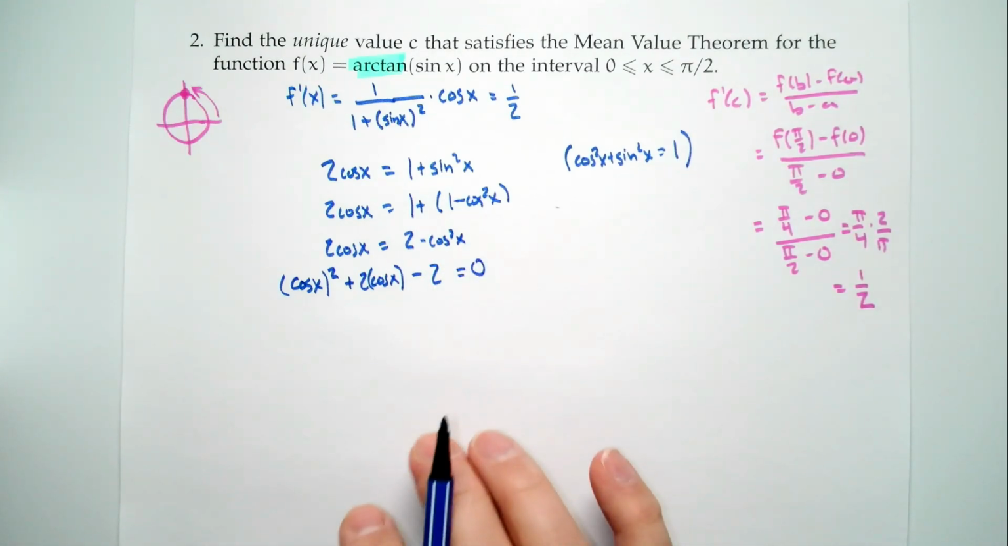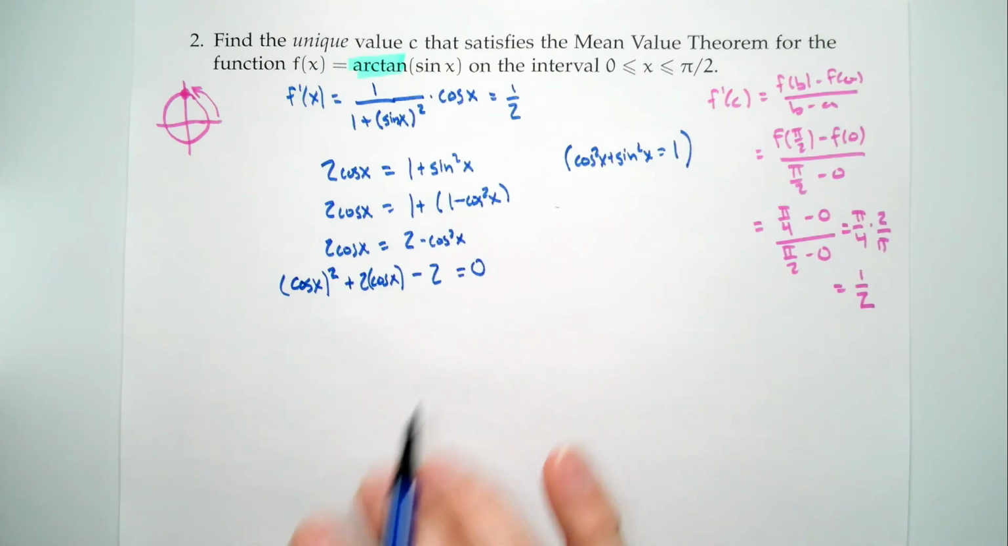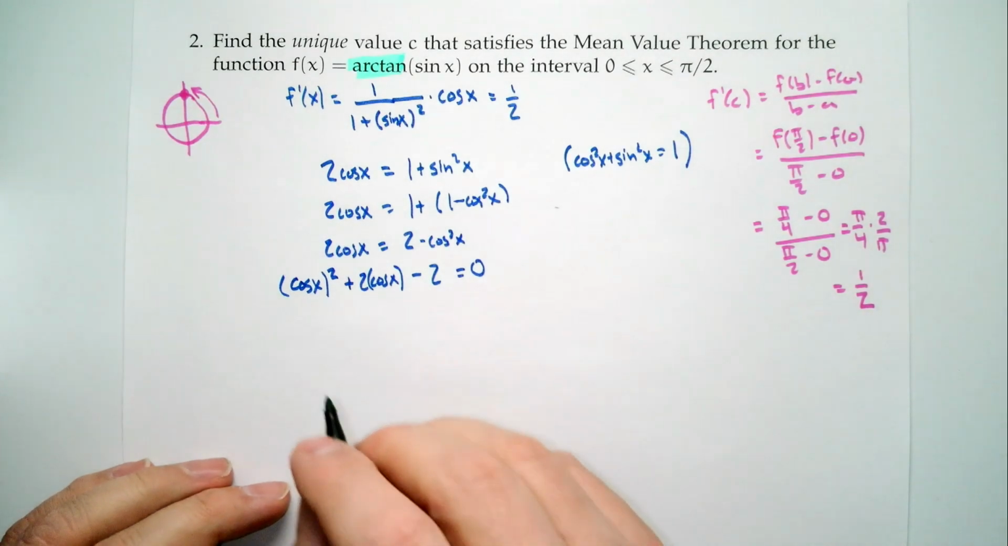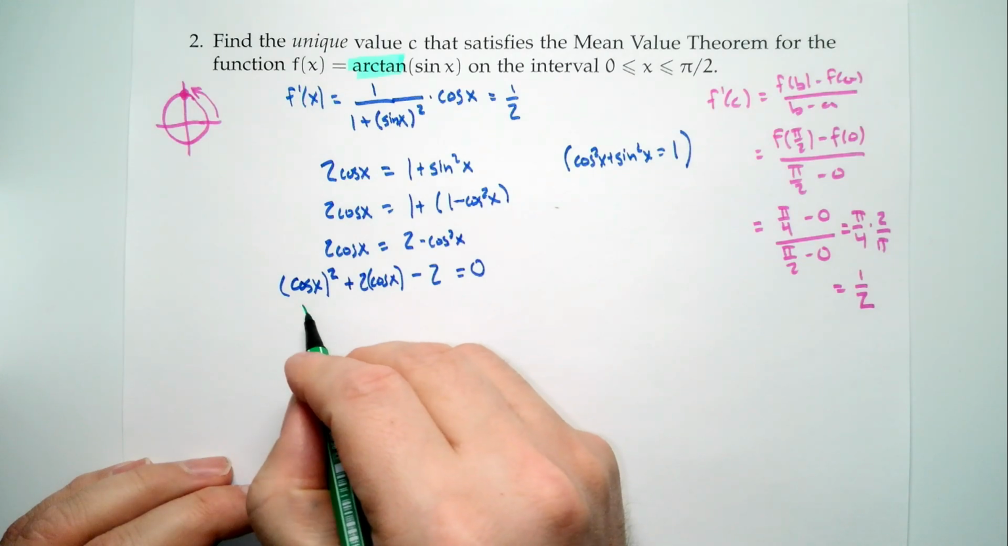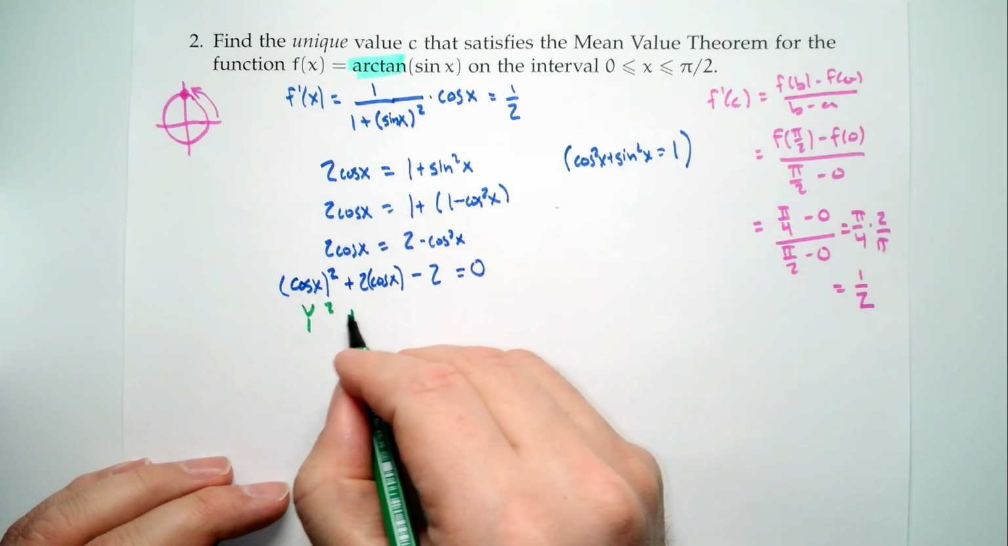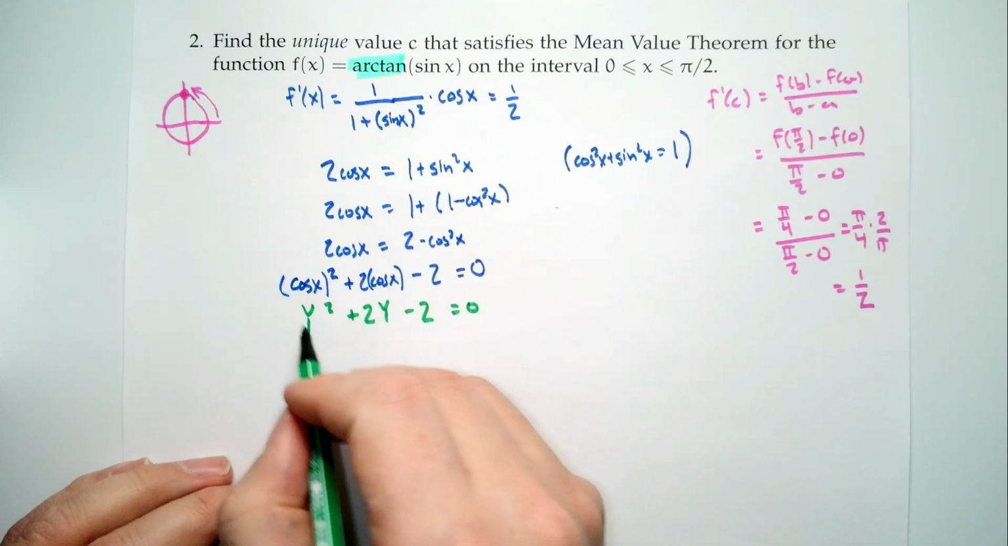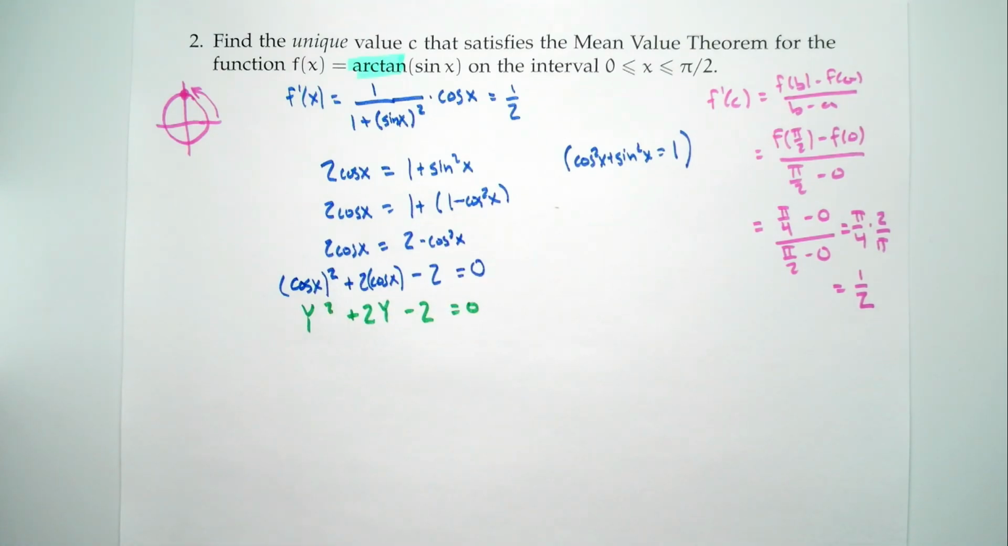Now, what do you see? Do you see it? What's this on the left-hand side? It rhymes with schmoadratic. It's a quadratic, right? You can think of it as something squared plus 2 times something minus 2 equals 0, where the something is cosine x. But just for a second, we'll give it a different name.